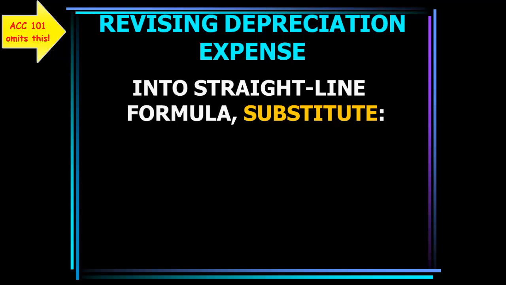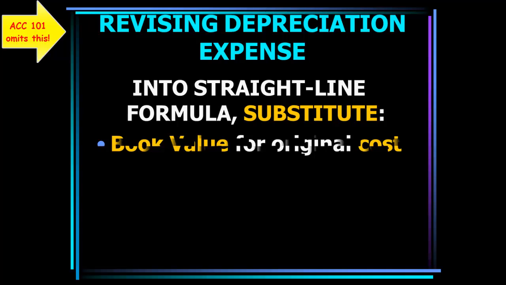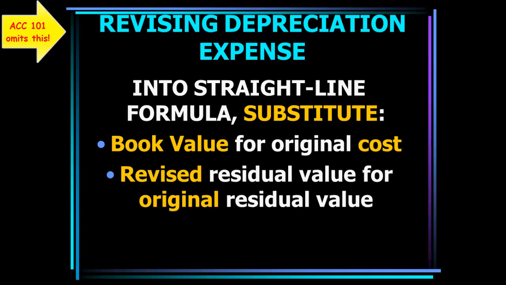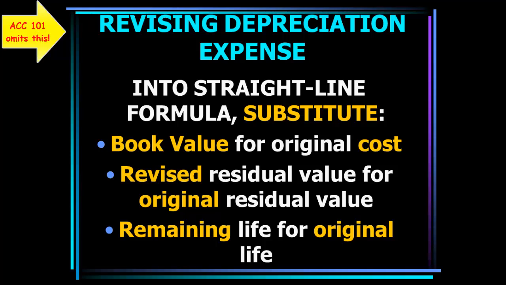Into my original formula for straight line, I am going to substitute. Instead of using cost, I'm going to use book value. Instead of using the original residual, I'm going to use the revised residual if it is different. And instead of using the total estimated useful life, I'm going to use the number of years remaining.